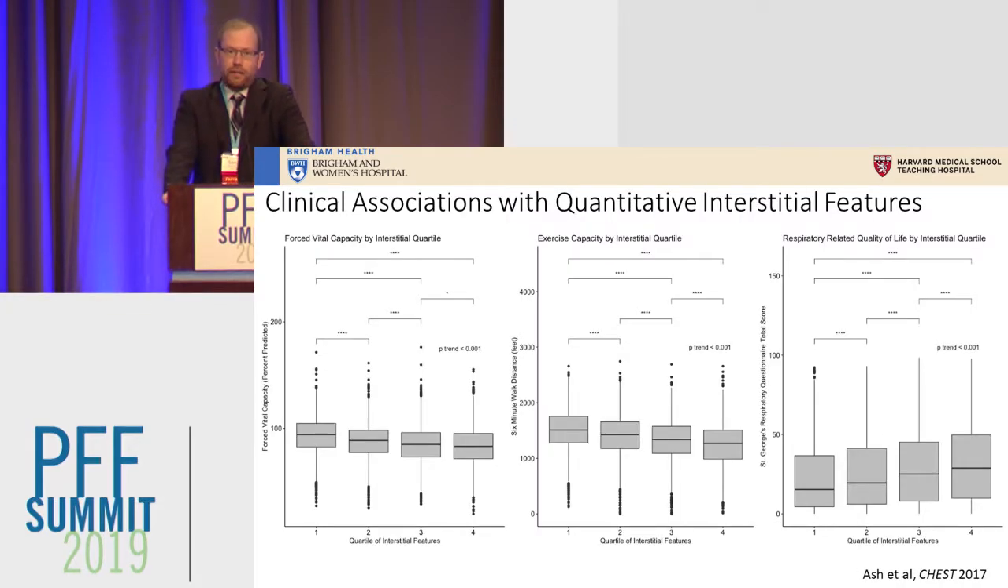We've also shown that these features are associated with the same things that ILA is associated with visually. So they're associated with worse lung function. That's what you see on the far left. So that's FVC on the y-axis and quartile of interstitial features along the x-axis. In the center, you see decrements in exercise capacity associated with these interstitial features. And on the far right, you see association between healthcare-related or respiratory-related quality of life and interstitial features.